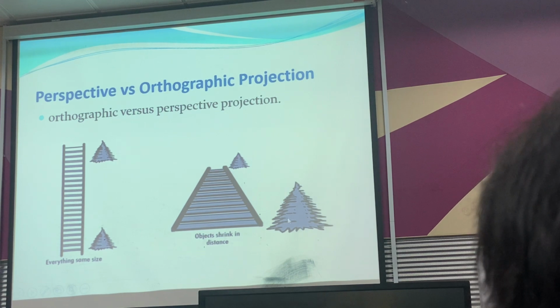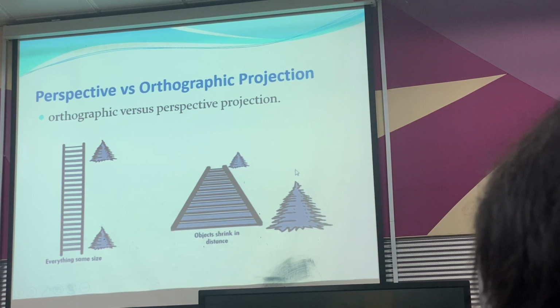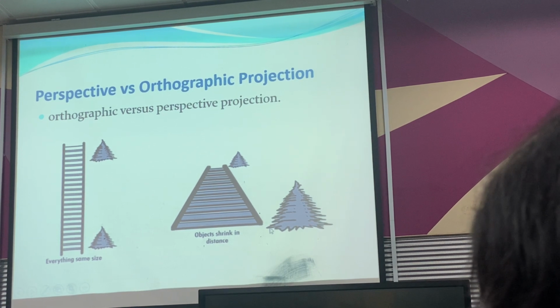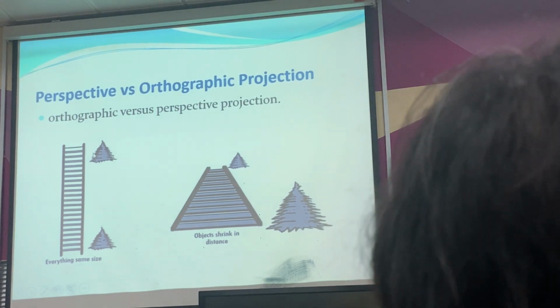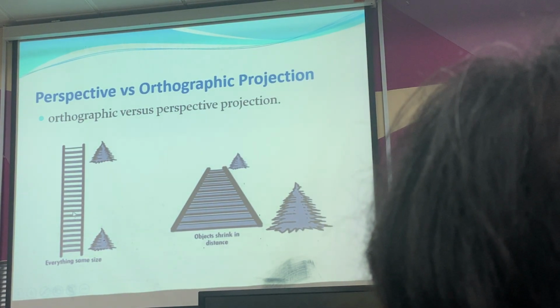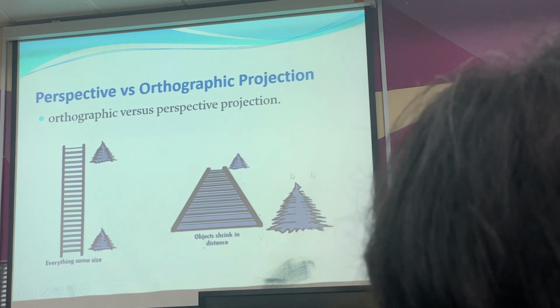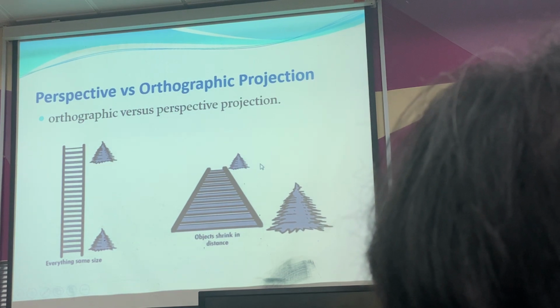Okay, you know this tree is in front. It's near to the viewpoint, near to you. This one is far, and this looks small. Okay, you can tell the distance here in perspective view. But for orthographic view, you cannot tell the distance. The same size. This is the big difference between the two views.